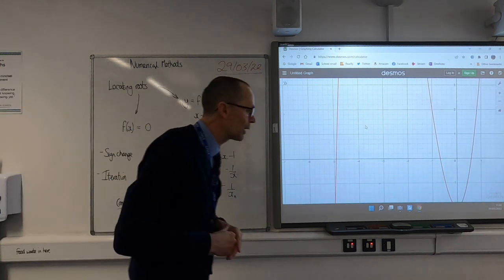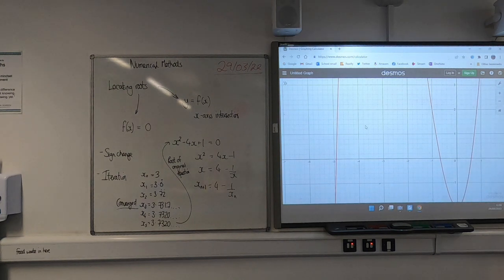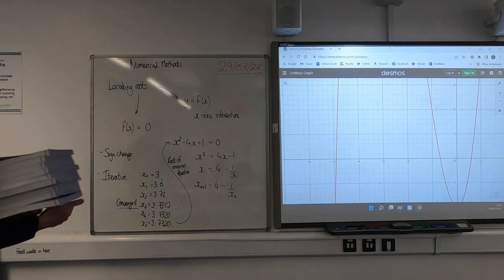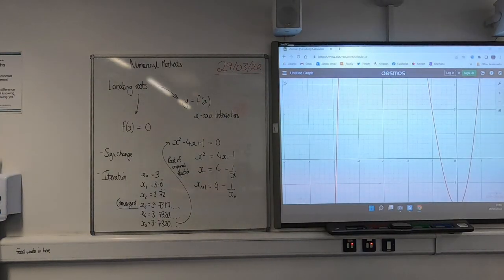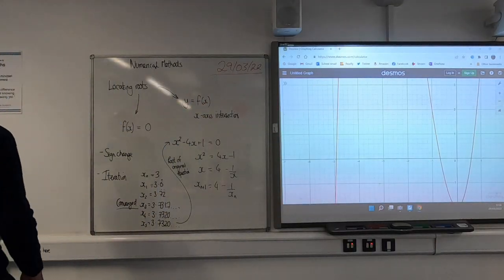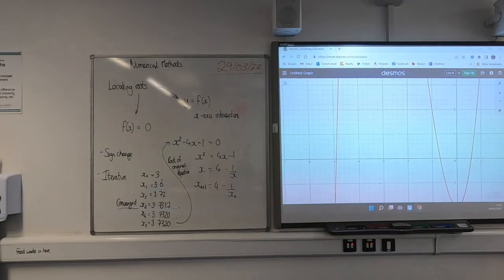But let's stick with ones that converge, and let's have a look at what exam questions along this line actually look like. So if I give you a book and you turn in your book to page 281, we'll have a go at question 6. So 281 and question 6.